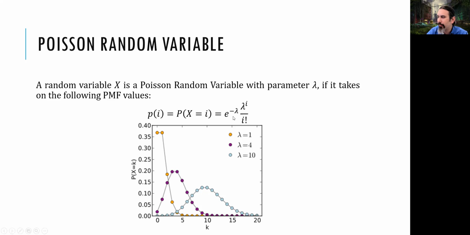Now, as you can see here, we have E, we have lambda, and we have I. I is the number we are looking for, the probability that the number we are looking for, and lambda is the parameter. So if you graph this, by the way, this random variable has infinitely many outcomes. It starts at 0 and goes to plus infinity. As you can see, for different lambda values, this function has different graphs.